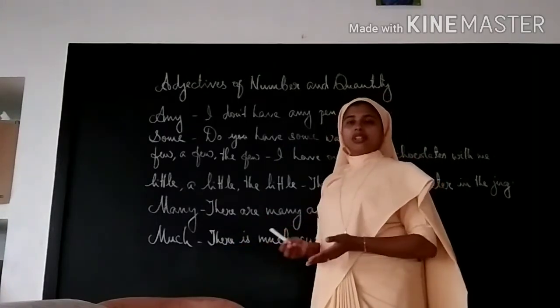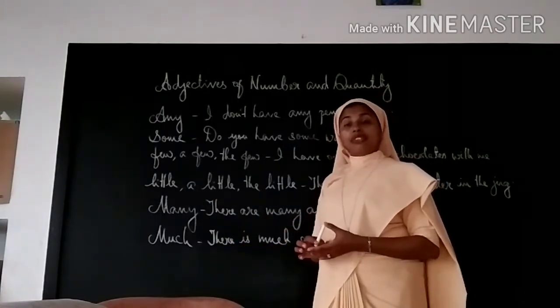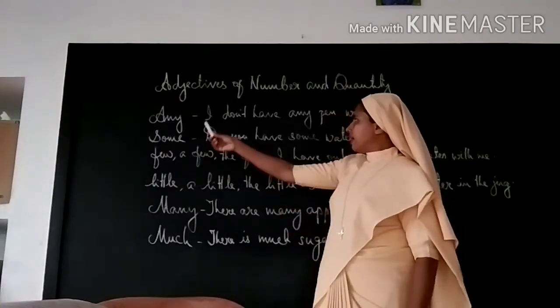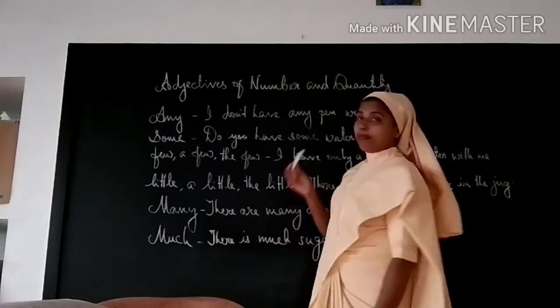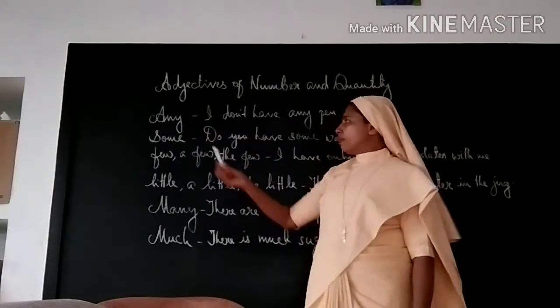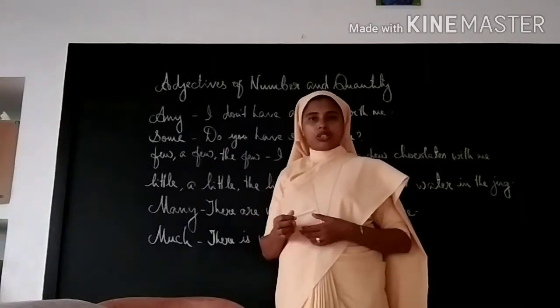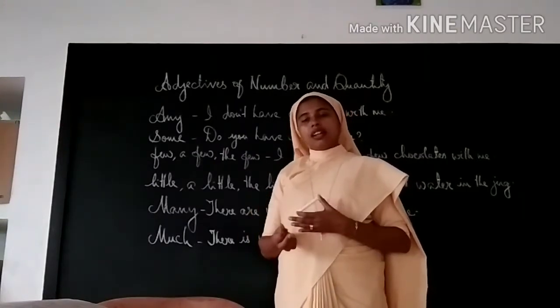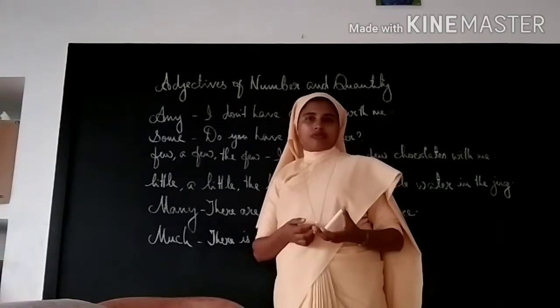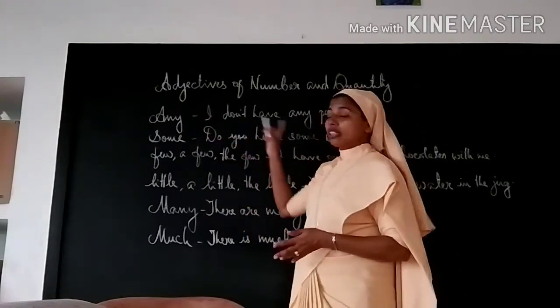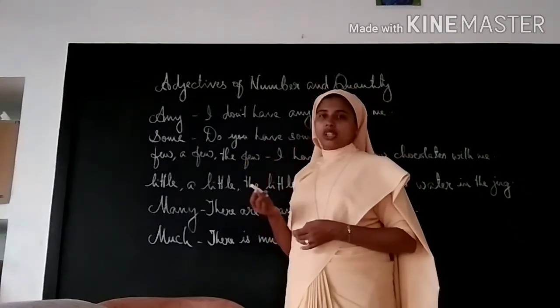Okay, from this we can identify where each will be used. Is it countable or uncountable nouns? Any. I don't have any pen with me. This will be used with both countable as well as uncountable nouns. For example, you can say, I don't have any money. So this is possible to be used with both countable and uncountable nouns.